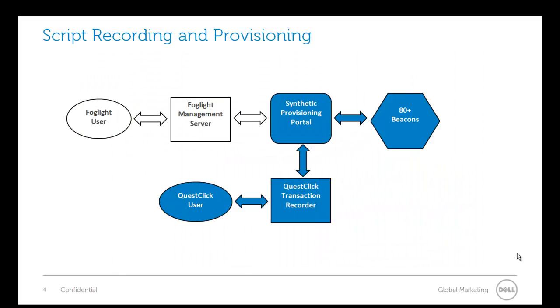There are two different paths you'll come in as. So basically you're going to be two different users. You're going to be a script recording and provisioning user. In that case you would use the plugin, and then you would be able to deploy your saved scripts to the synthetic provisioning portal. From there you can set up your parameters, like how frequently you want to play the script back, and then which locations you want to select to play them back from. So again, you can choose a geographic location along with the provider at each of those locations.